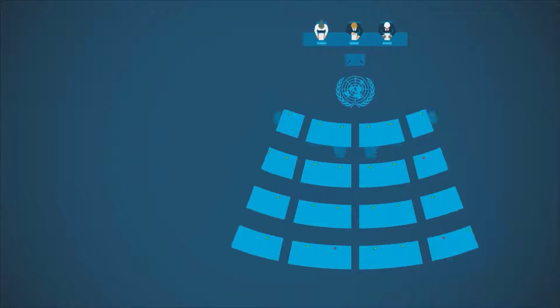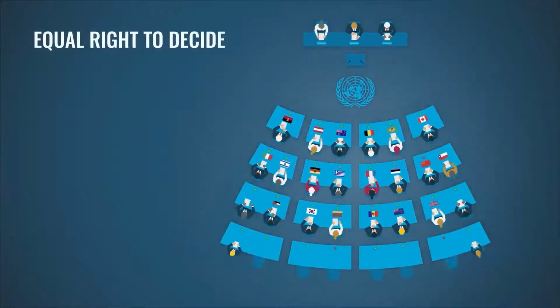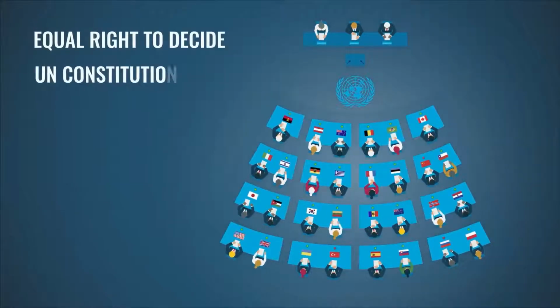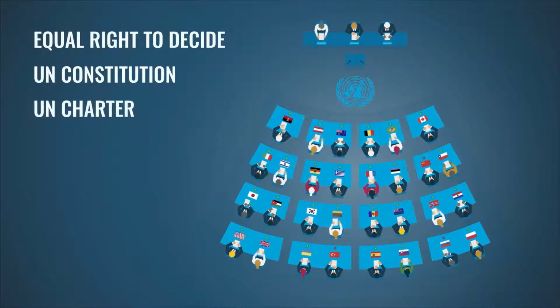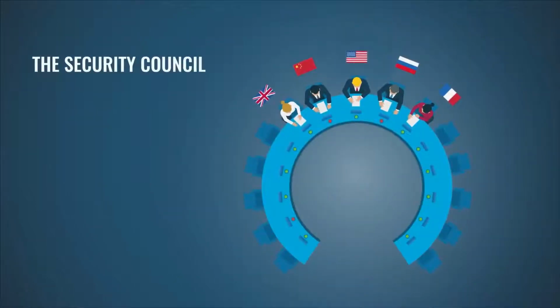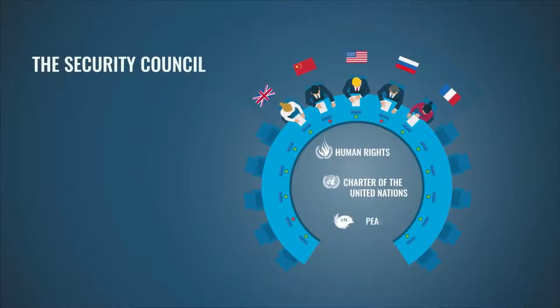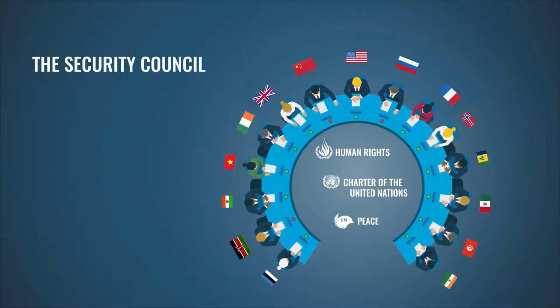In the UN General Assembly, all countries, small and large, have one vote and the same say. All member states are committed to follow the Constitution of the United Nations, the UN Charter, where peace and human rights are central topics. The most powerful organ of the UN is the Security Council. It's in charge of maintaining peace and security between nations. The Council has 15 members, 5 of which are permanent, and the remaining 10 members are elected for 2-year terms.